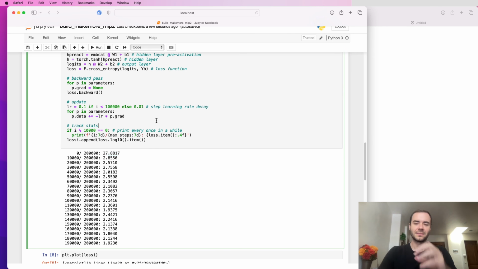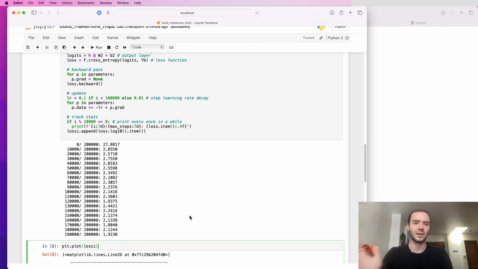In training of neural nets, it is almost always the case that you will have a rough idea for what loss to expect at initialization, and that just depends on the loss function and the problem setup. In this case, I do not expect 27. I expect a much lower number, and we can calculate it together.